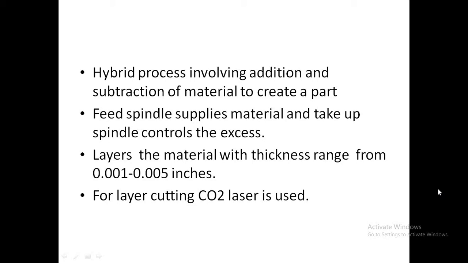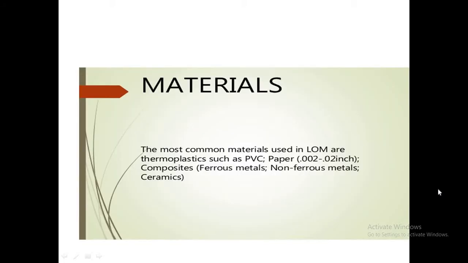The feed spindle supplies the material and the take-up spindle controls the excess. So there are two spindles, one is the feed spindle and the other is the take-up spindle. The feed spindle supplies the material, and the take-up spindle controls the excess. It layers the material with thickness ranging from 0.001 to 0.005 inches. For layer cutting, a CO2 laser is used.